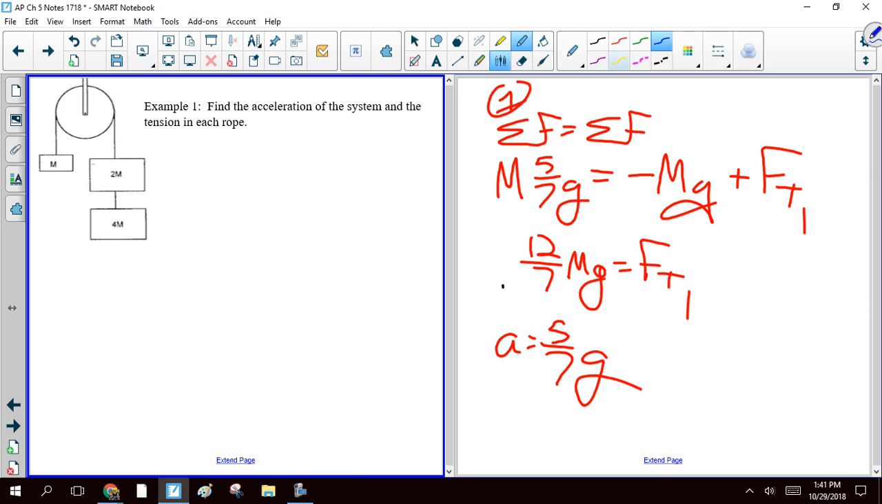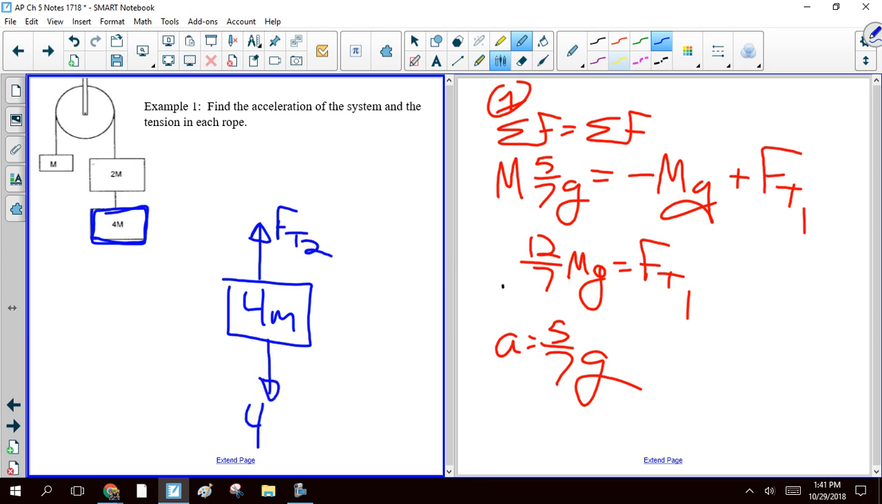All right, so here we go. So here's this guy, right? So it's got a mass of 4m. Pretend that's a capital M. All right, and I need to find the force of tension number 2 here, right? So the other force is our gravity, which is 4mg. Again, pretend that's a capital M.